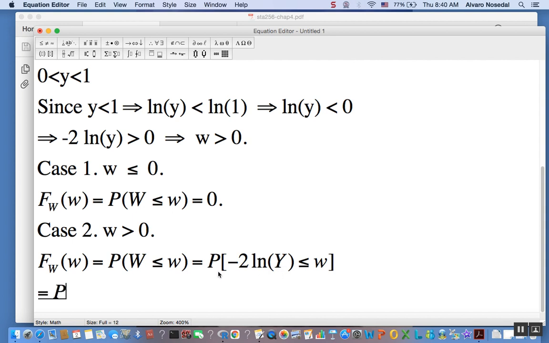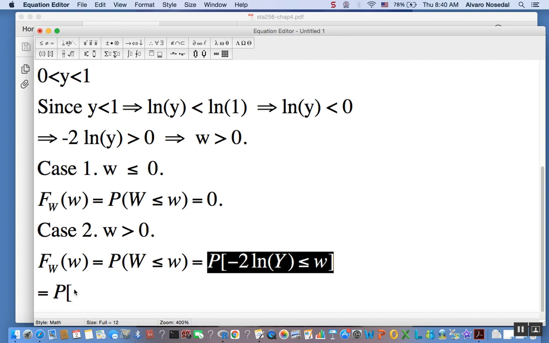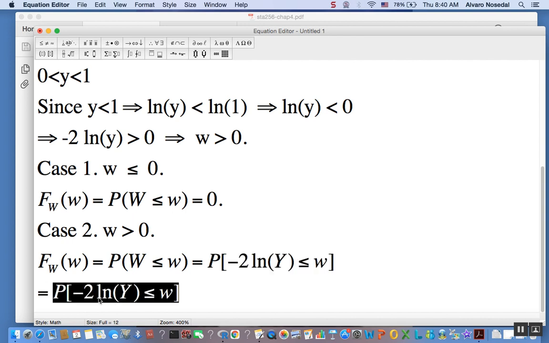So that event, the probability that minus 2 natural log of Y is less than or equal to some number w, is equivalent to this. Let's divide by -2 on both sides. Let me copy paste this. But by dividing by -2 on both sides, that inequality will change. Now let me write this down in a nicer way.